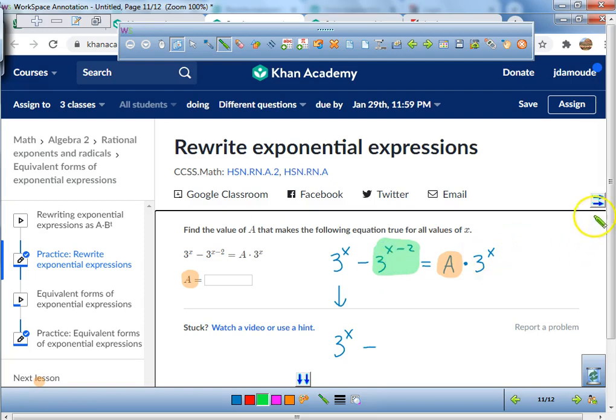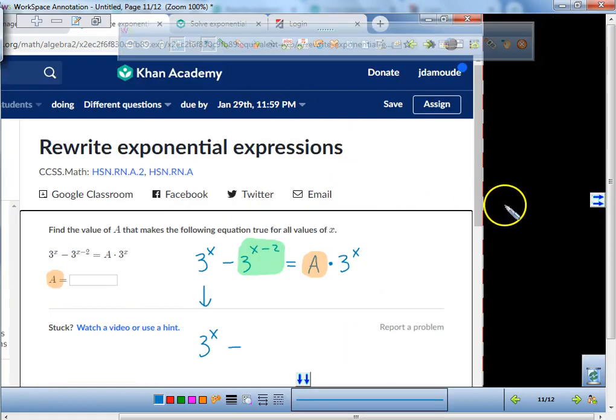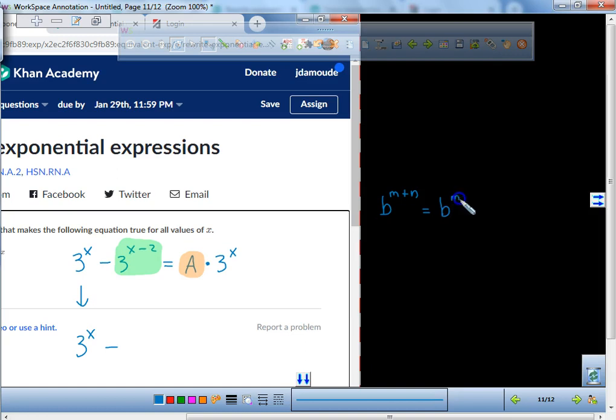Okay? And what I want you guys to quickly think about is the product property. If I have b to the power of m plus n, that would separate to b to the power of m times b to the power of n. But if I had b to the power of m minus n, that would separate to b to the power of m times b to the power of negative n. So what do you think 3 to the power of x minus 2 would separate to? 3 to the power of x times 3 to the power of negative 2.